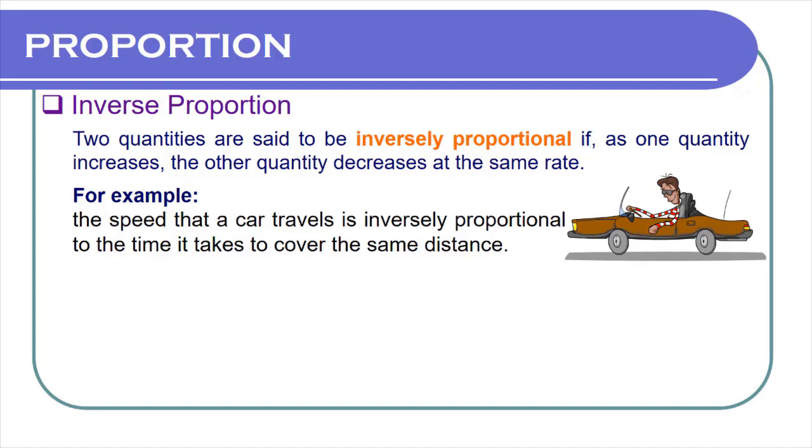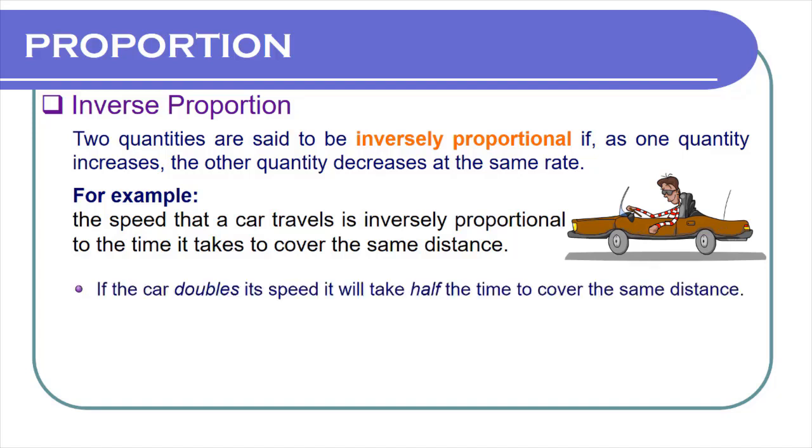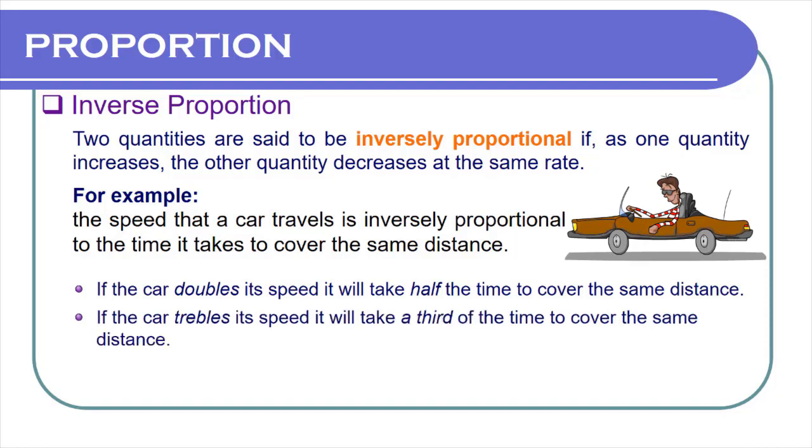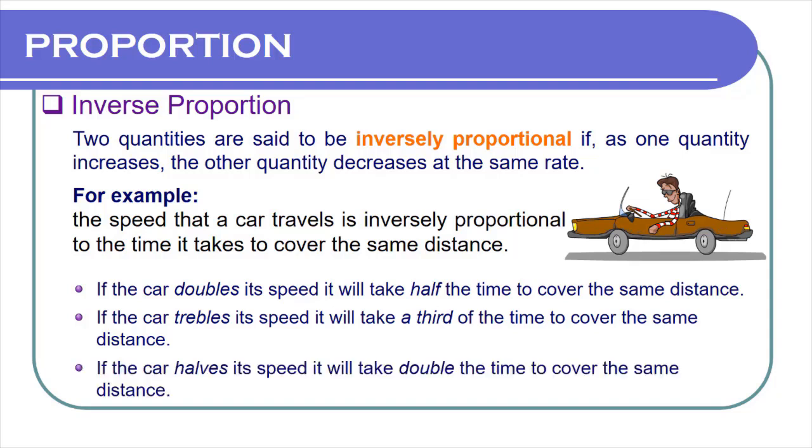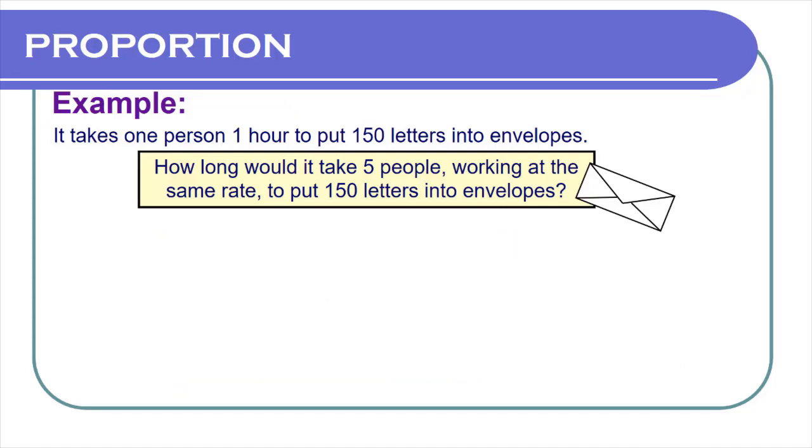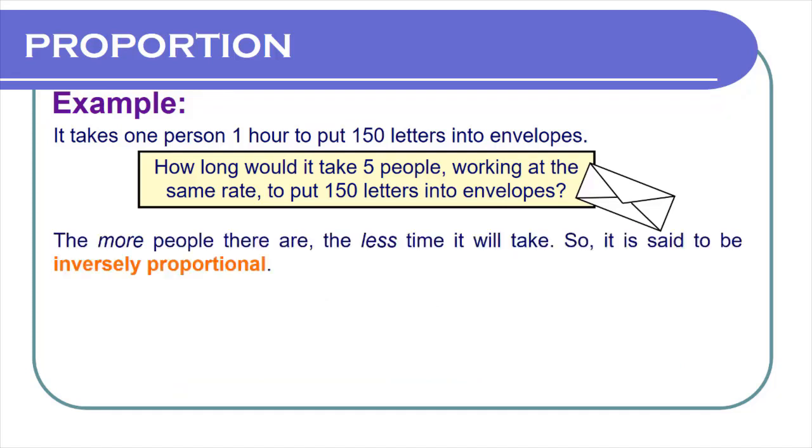So if the car doubles its speed, it will take half the time to cover the same distance. If the car triples its speed, it will take a third of the time to cover the same distance. If the car halves its speed, it will take double the time to cover the same distance. This is an example of inverse proportion.